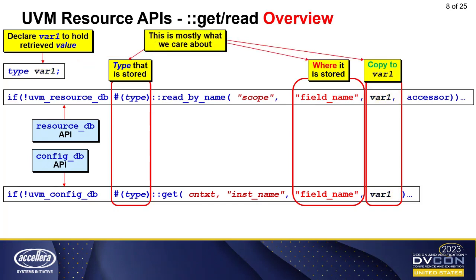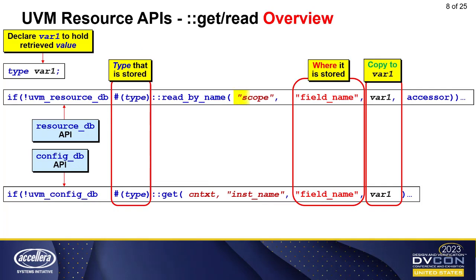This again is mostly what we care about: the type being retrieved, where it is retrieved from, and where it will be stored once retrieved. The first argument of the resource DB read by name command is a string that must wildcard match the scope string that was stored with the resource.